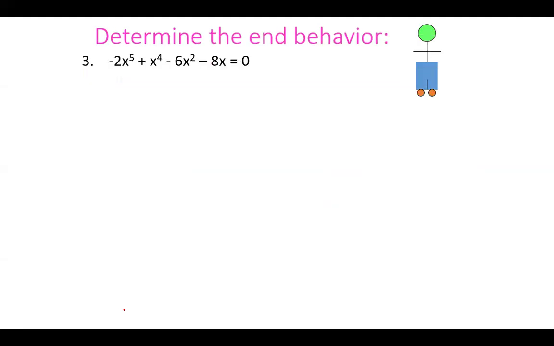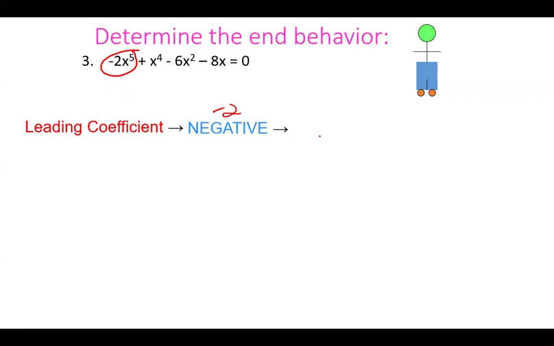Let's do another one. We want to make sure that we're in standard form. So standard form means that we are in decreasing power order. Are we in decreasing power order? Yes. So this is my leading term. Looking at my leading term, what is my leading coefficient? Negative. It is a negative 2. Because it is negative, that means my right side is going to be doing what? Going down.